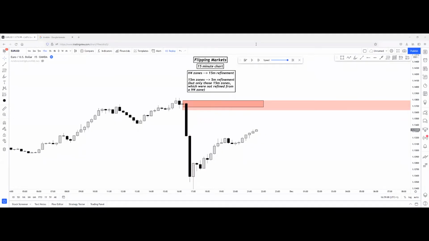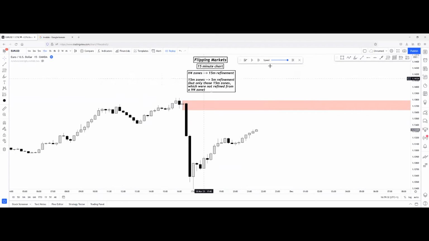Okay, we are on the live chart. I usually do two types of refinements. The first one is the 4-hour zone refinement on the 15-minute, and the second one is the 15-minute refinement on the 5-minute. But if I refine the 4-hour zone on the 15-minute, I just keep it that way, and I won't refine it again on the 5-minute. So I only refine those 15-minute zones on the 5-minute which were not refined from a 4-hour zone.